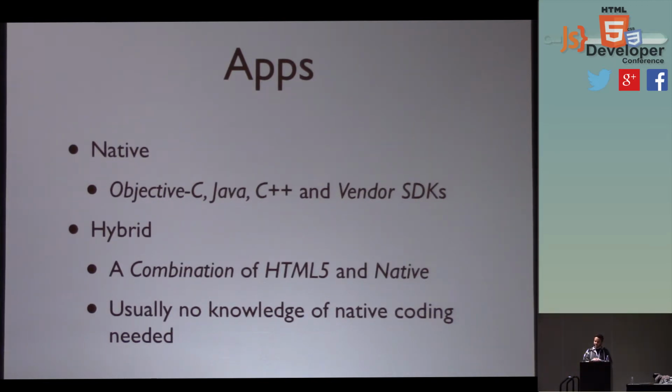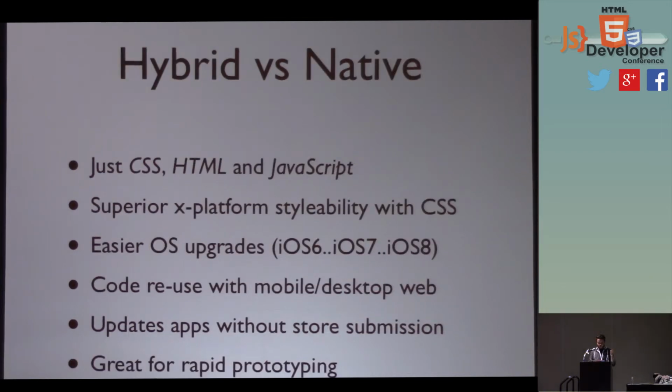The nice thing is that you don't have to know anything about native coding, usually. And the main points with hybrid versus native are that it's just CSS, HTML, JavaScript. That makes it very easy to style across different platforms. So you can use the same views in Android and in iOS. Then you get way easier OS upgrades. So for example, now that iOS 7 is out, you just have to fix minor things. You don't have to fix the whole native runtime.